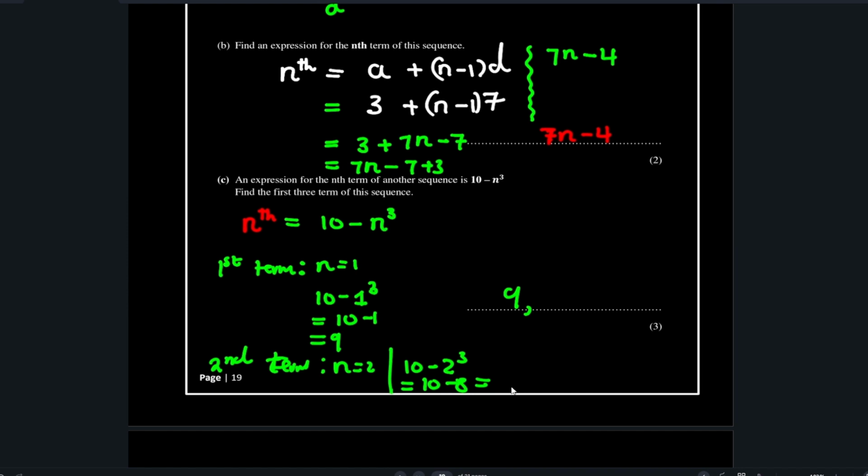Alright, so 10 minus 8 is going to be 2. So the second term is 2. This is which type of sequence? A decreasing one. Yes, a decreasing one.